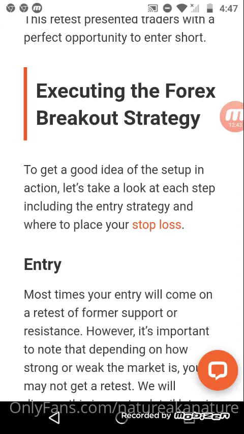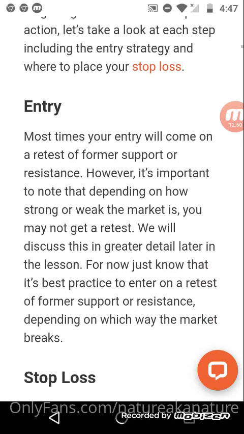So as far as your entry strategy, most of the time your entries will come on a retest of a former support or resistance. An entry will come, these sniper entries that I was talking about. I'm going to teach y'all more and more. Most of your entries will come after a bounce or a retest off that support or resistance. After it breaks that support or resistance, it always has to retest or bounce back before going in that direction again.